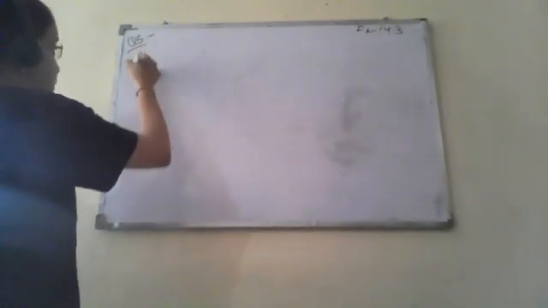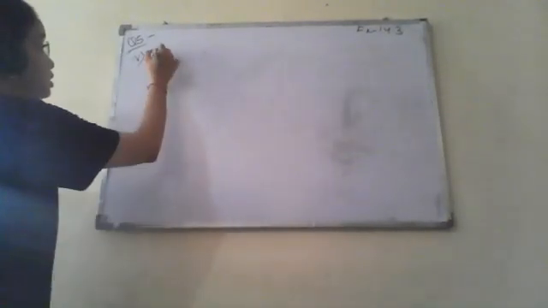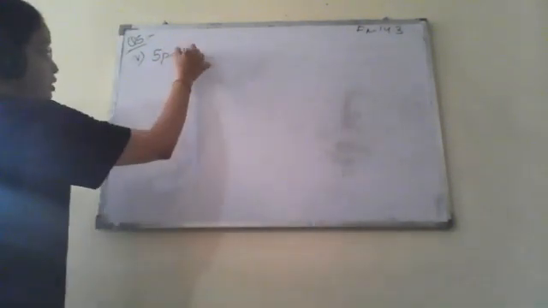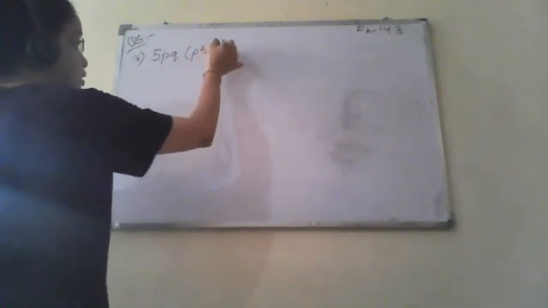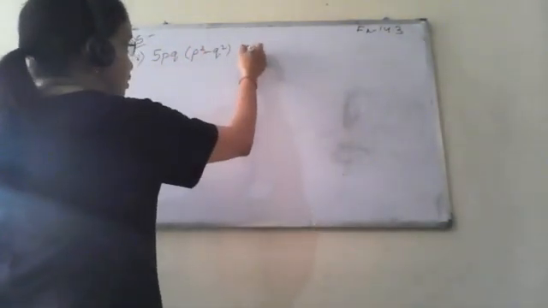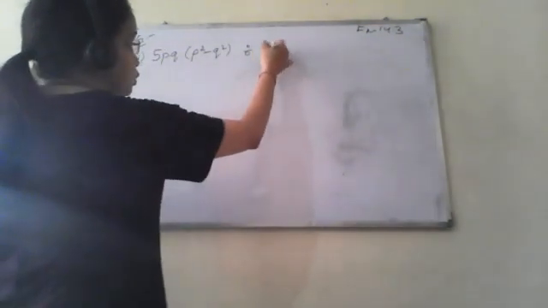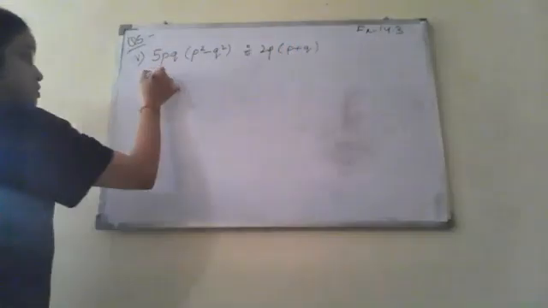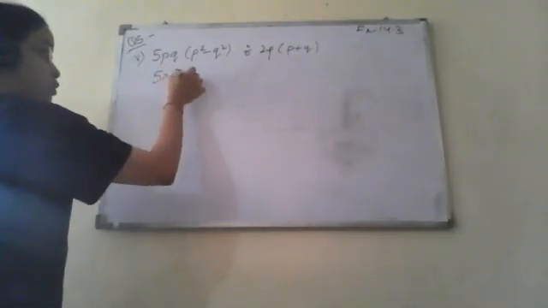Now the fifth part. This is 5pq and this is p square minus q square, divided by 2p into p plus q. So this is written as 5 into p into q.